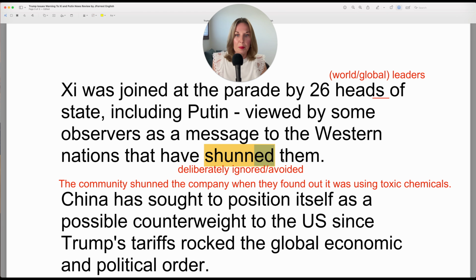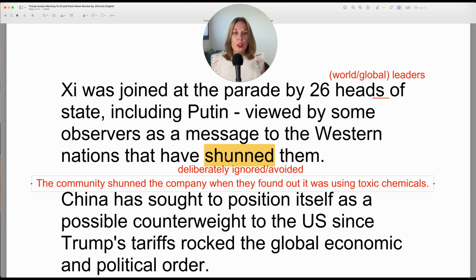Shunned. Shun them. Now, if you shun someone, it could also be something like a company. You deliberately ignore or avoid. Deliberately means you do it on purpose. So perhaps the community shunned the company when they found out it was using toxic chemicals. So everyone bought their products from this one company in the community, but then they found out it's using toxic chemicals. So now they don't shop there. So that's how you shun a company. You just don't shop there.